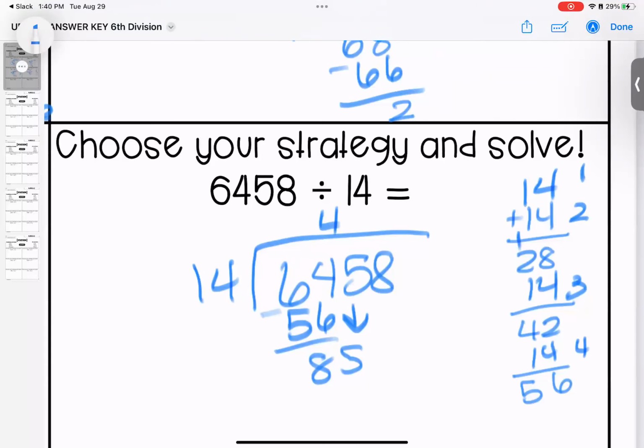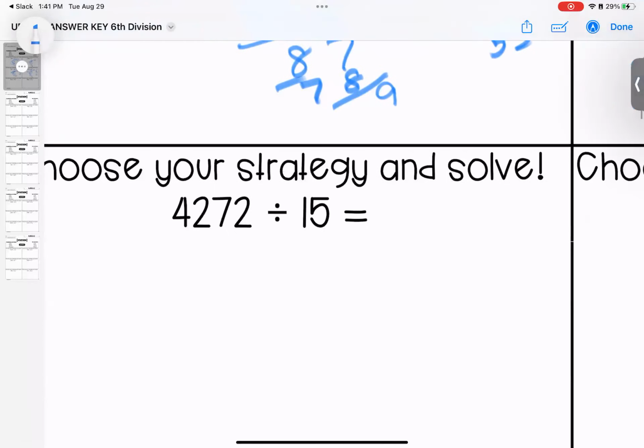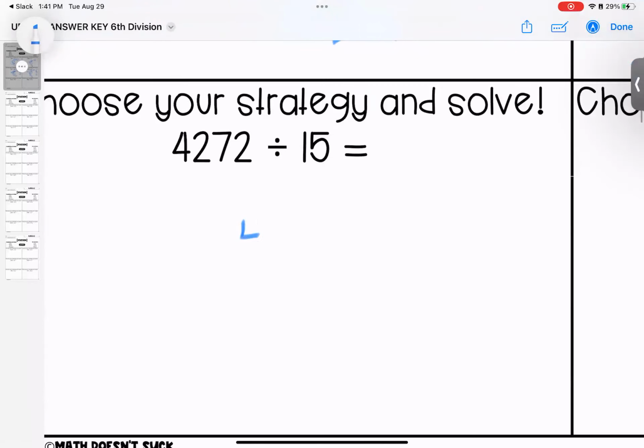And again, I'm going to start with how many groups of 14 can I take? This time I'm going to be able to take 6 because 6 times 14 gives me 84. That's super close. Leaves me with 1. Bring down the 18. I'm going to be able to pull one more group of 14. Leaves me with a remainder of 4. 461, remainder of 4.